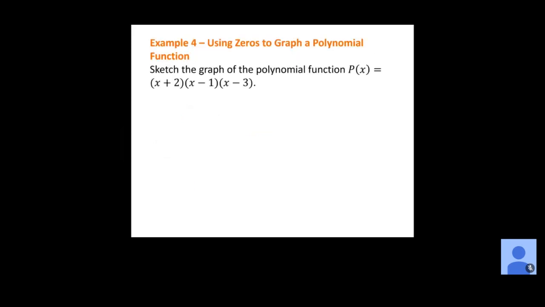All right. Example 4. We want to sketch the graph of this polynomial function. They give us a factored form, x plus 2, x minus 1 times x minus 3.